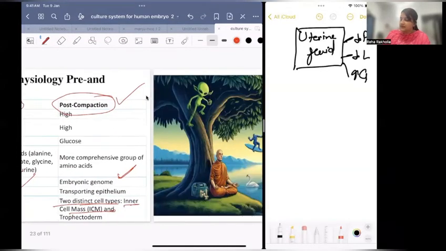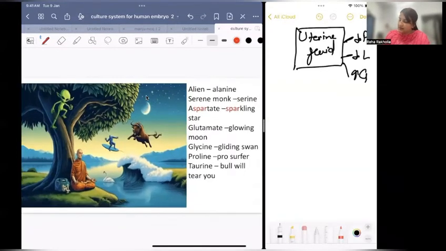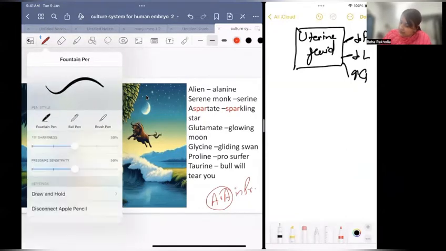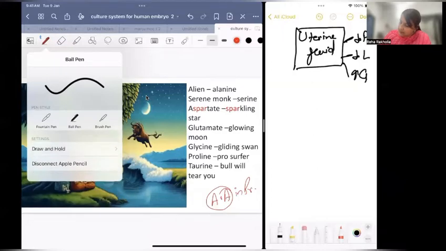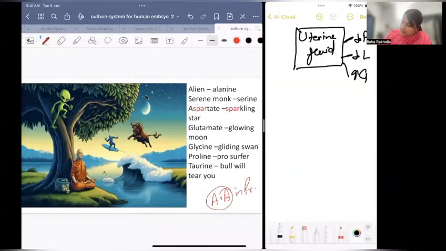Now this is my way of learning the amino acids in the pre-compaction stage. See the alien? This is a picture mnemonic that tells me about alanine. Then serine is the serene monk. Aspartate is the sparkling stars, see, sparkling stars are there. Then glutamate is the glowing moon.